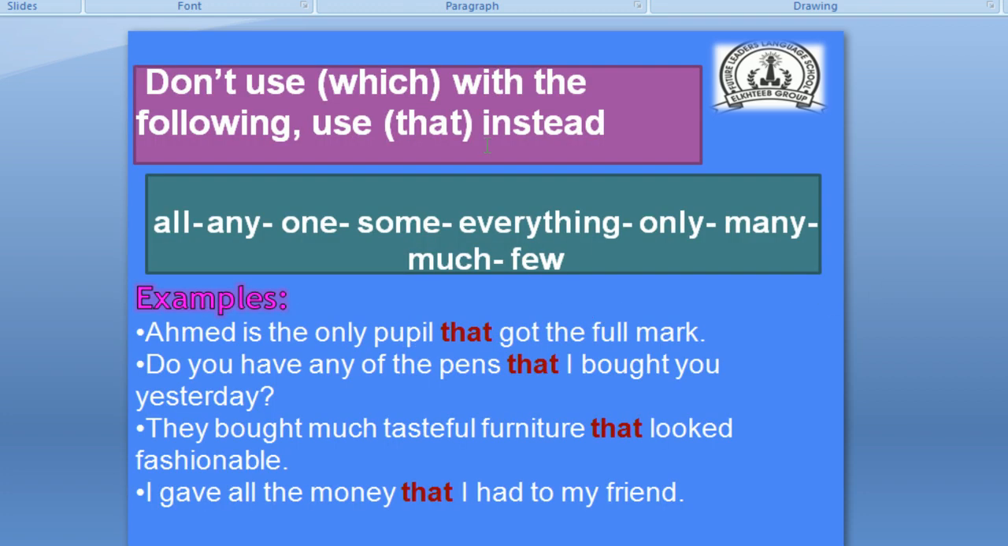Don't use which with the following. Use that instead. It's incorrect to use which with all, any, one, some, everything, only, many, few, or much. Instead, use that. For example, Ahmed is the only pupil that got the full mark. Do you have any of the pens that I bought you yesterday? They bought much tasteful furniture that looked fashionable. I gave all the money that I had to my friend.